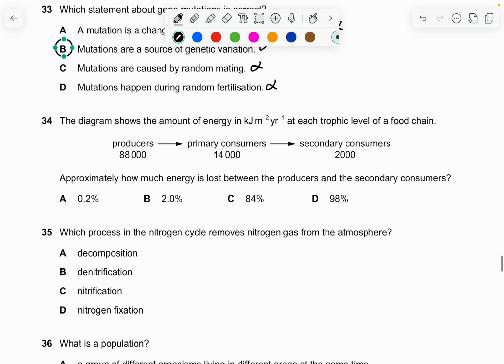Question 34. The diagram shows the amount of energy in kilojoules per square meter per year at each trophic level of a food chain. Approximately how much energy is lost between the producers and the secondary consumers? So actually you just have to calculate it. It's actually just 2000 energy lost. I need to think of a formula for this also.